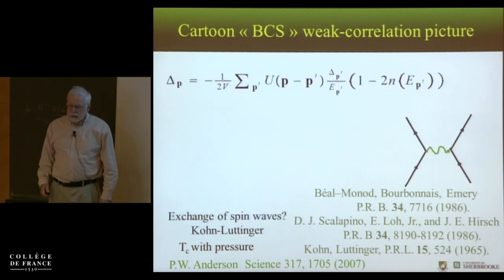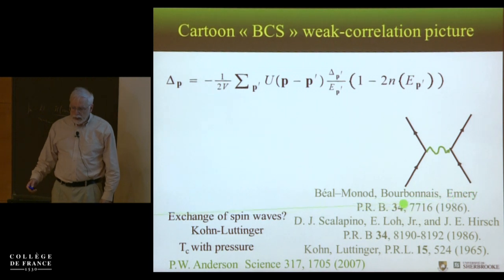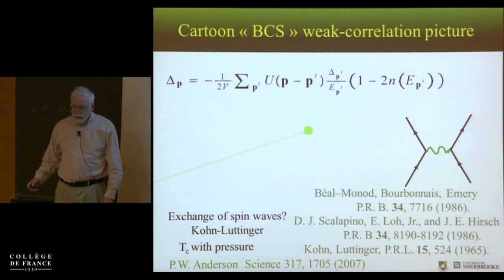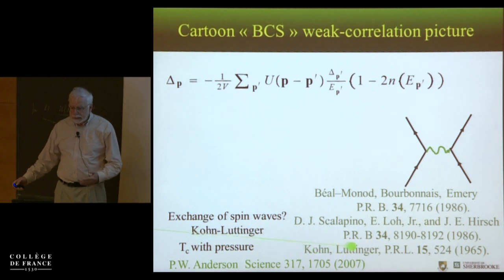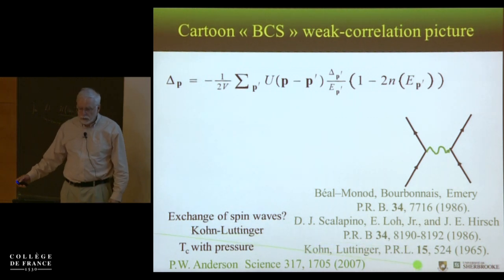Let's ask the question more generally about superconductivity. There's a cartoon BCS weak coupling, weak correlation picture that is as follows, and it came out from Vic Emery and Claude Bourbonnais, who was a student in Orsay at the time. So this was the first paper that mentioned that you could replace the phonons by antiferromagnetic fluctuations. Then there was a paper by Scalapino, and in some sense it's an extension of a very old idea of Kohn and Luttinger.